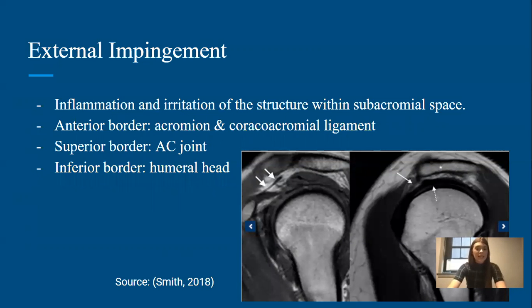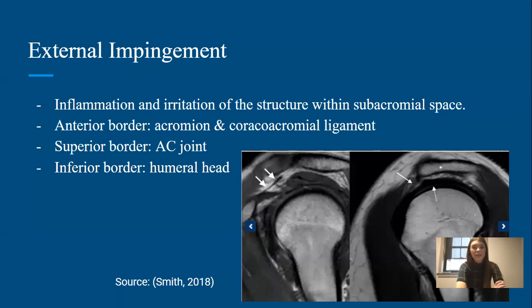Most commonly seen is external impingement, and external impingement is associated with inflammation and irritation of the structures within the subacromial space. So in an attempt to better understand external impingement, it is important to be able to associate the space with the anatomical features surrounding it. You can use this picture to help you see that.